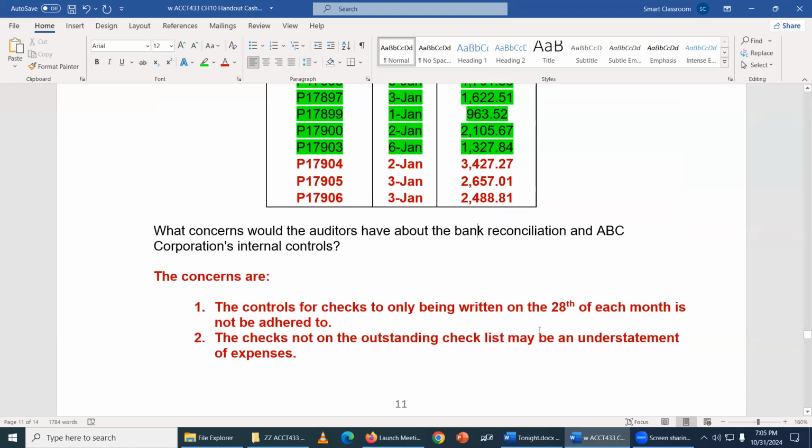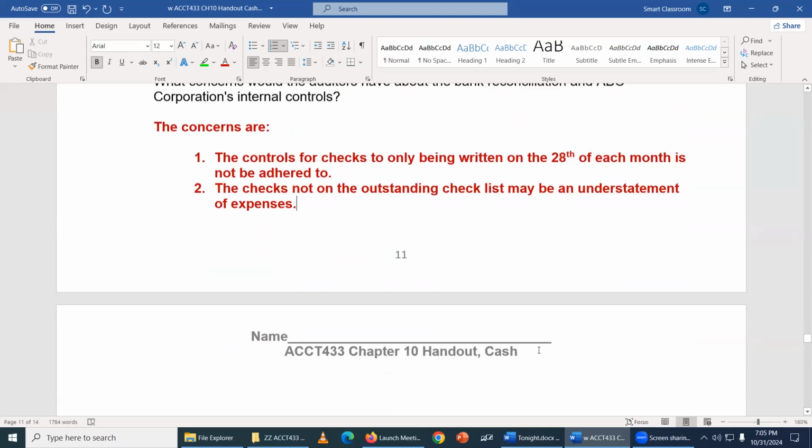So even if they're saying, well, we do write sometimes, not on the 28th, that's fine, but whatever those dollar amounts could very well be from other.